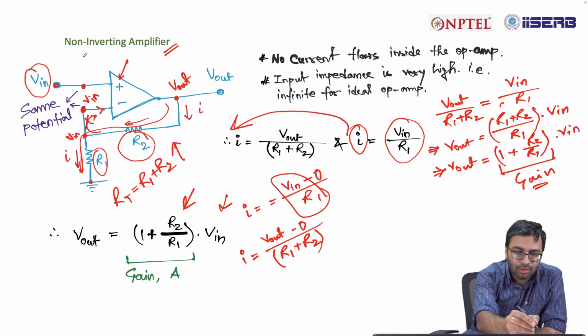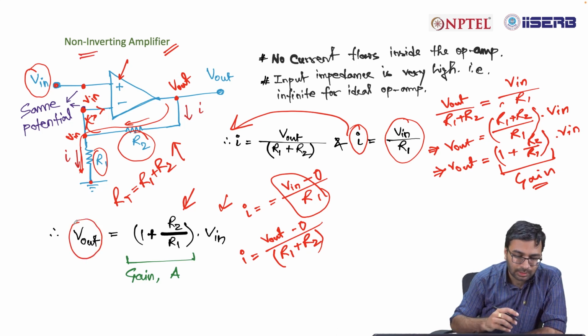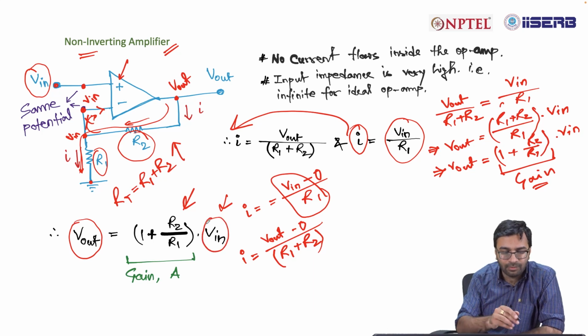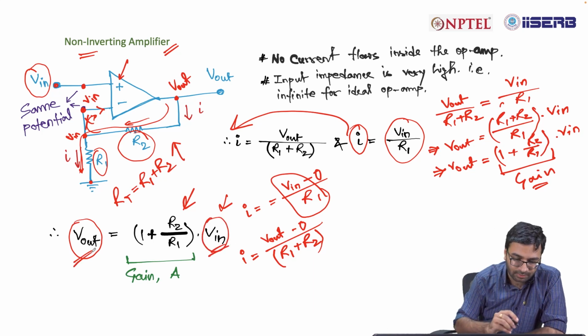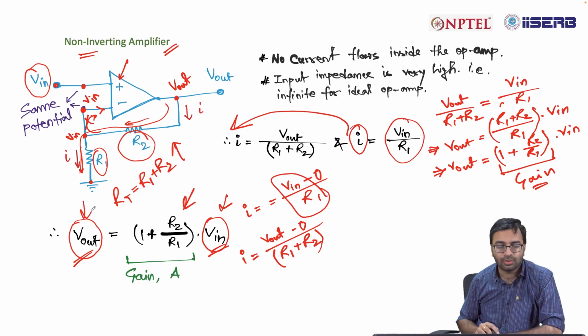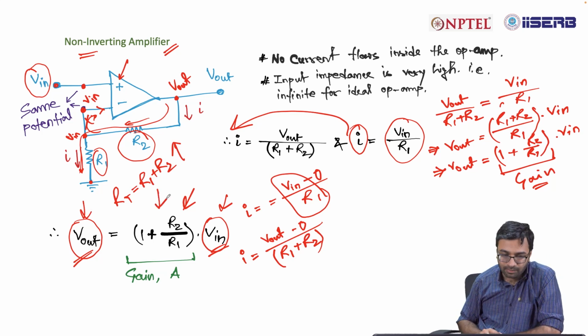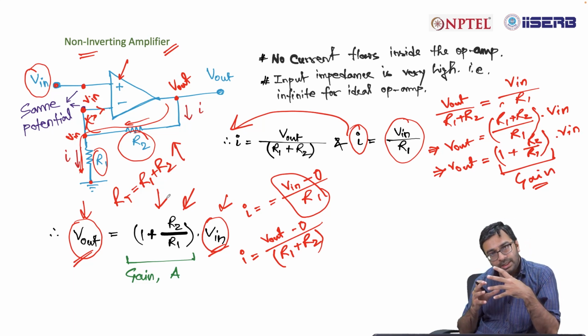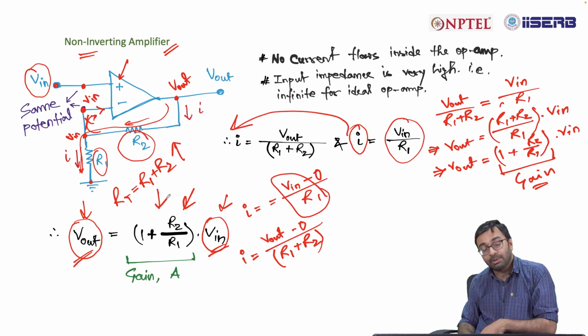Now, in this case, this is a non-inverting amplifier because if V in is positive, your V out is also positive. If V in is negative, your V out is also negative. So, it is not inverting the input. That is why it is a non-inverting amplifier, and this is the gain of the non-inverting amplifier. Similarly, with amplifiers, we can also make different types of circuits. I will also show a few more examples so that it becomes clear to you.